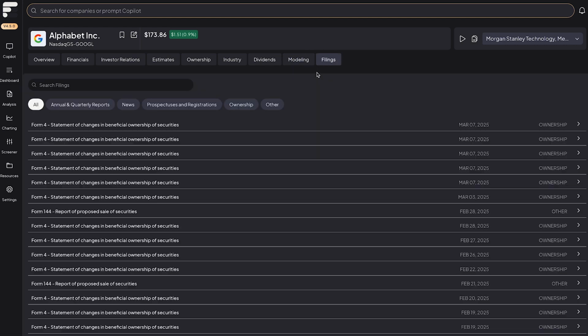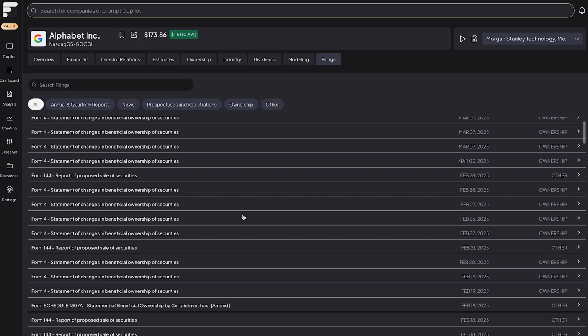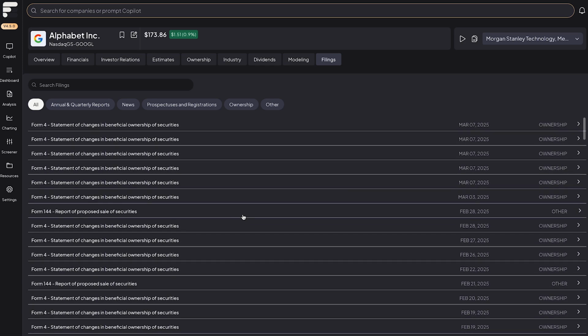There's a tab also for filings. This just shows any legal documents that Google has filed to the government or anything. That's all going to be over here. So now that we've done that, the next thing would be the charting tab. This one's very interesting and I really like it, so let's go straight to it.